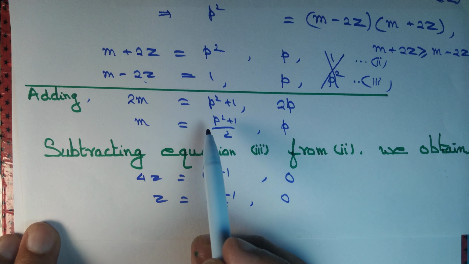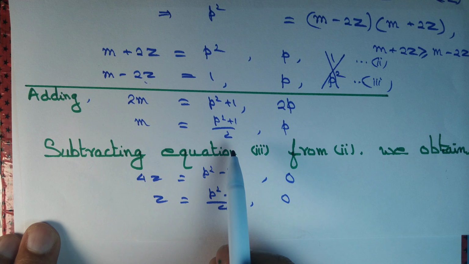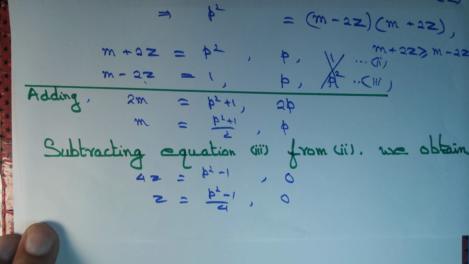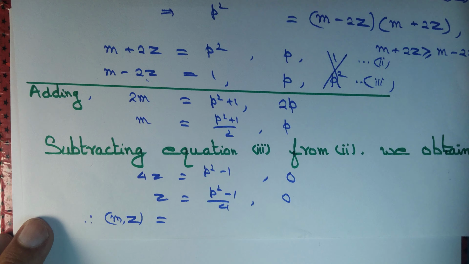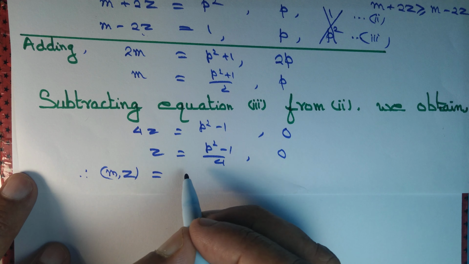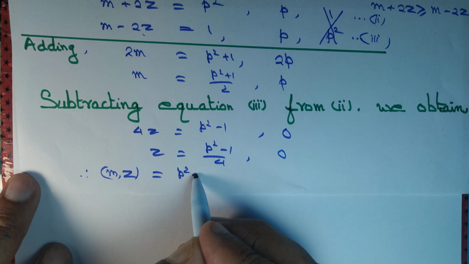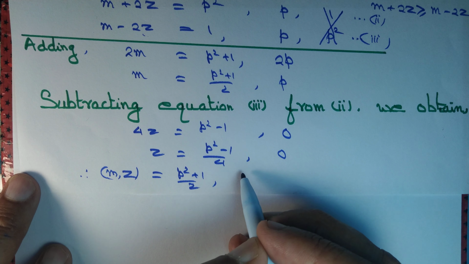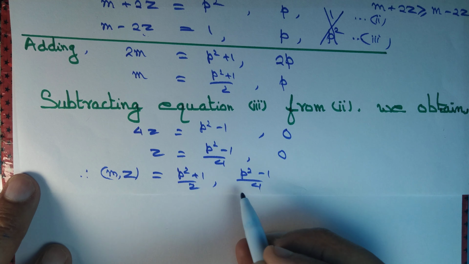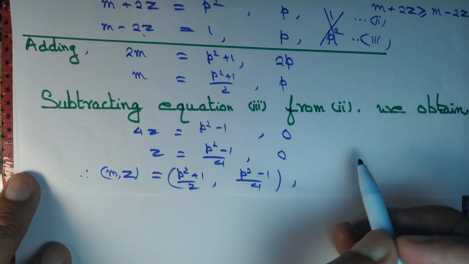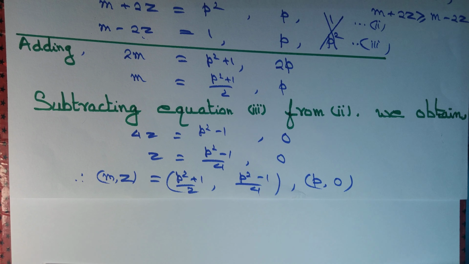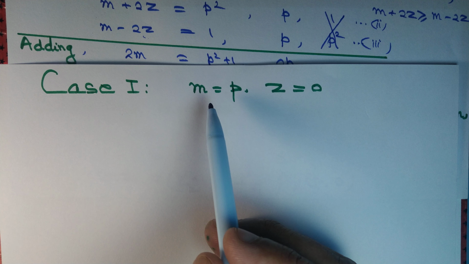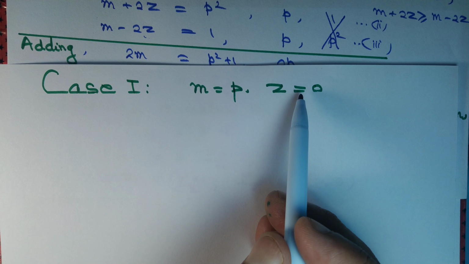Now you see that these are corresponding: z equal to (p square minus 1) by 4 when m equal to (p square plus 1) by 2. Therefore we can write the ordered pair m comma z equal to ((p square plus 1) by 2, (p square minus 1) by 4) when m equal to (p square plus 1) by 2, and (p, 0) when m equal to p, z equal to 0. Let us look at the easier case first, m equal to p and z equal to 0.